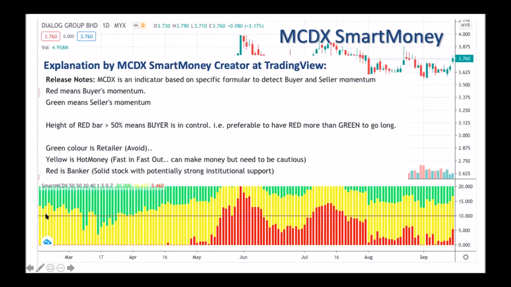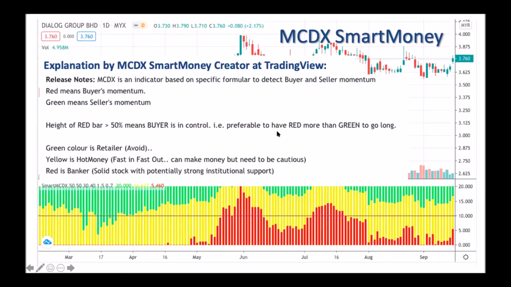So there's a line at 50: a red bar higher than 50 means buyers are in control. If you want to invest, go long means that you buy, go short means you sell. This is mostly the term used by forex people or option people. So to go long, you want to buy, then you prefer to see more red than green. Green color is retailers, which we try to avoid according to him. Yellow is hot money, fast in, fast out, can make money but need to be cautious. Red is banker, a solid stock with potentially strong institutional support. I mean the funds from the bankers are supporting the price.